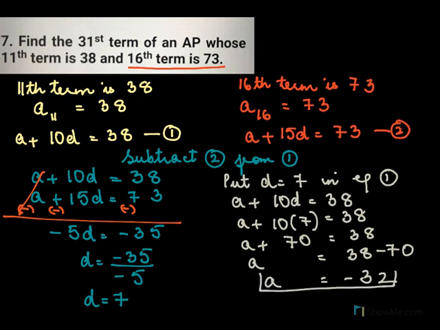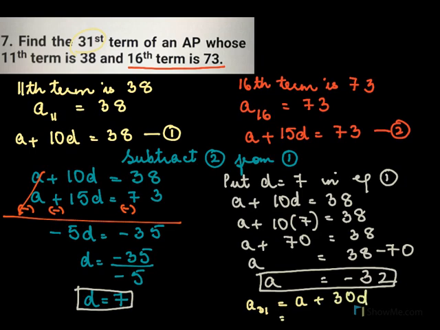So here we've got our A and here we got our D. Now we have to go ahead and find the 31st term. 31st term will be A31, which is A plus 30D, and put the values. We know our A was minus 32, 30, and our D we put 7. On working this out, you'll get the answer as 178. So the answer for this sum, the 31st term of this AP is 178.